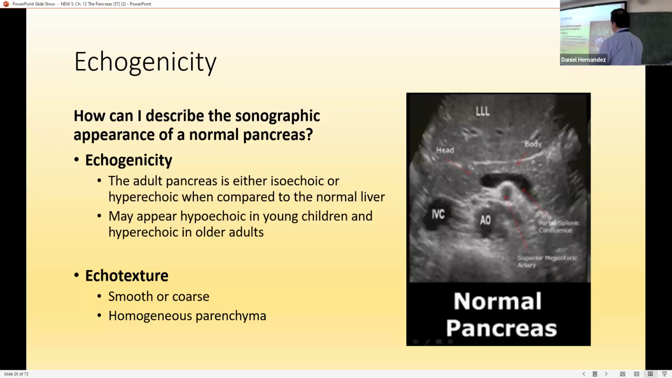Again, like I was saying, echogenicity. So adult pancreas is going to be usually pretty isoechoic, or maybe a little bit brighter than the normal liver. Like I said, younger children might appear a little hypoechoic. Again, nice smooth echotexture, nice homogeneous even echotexture. So there should be no cystic structures within there. There should be no irregularities in that echogenicity. It should be very homogeneous.